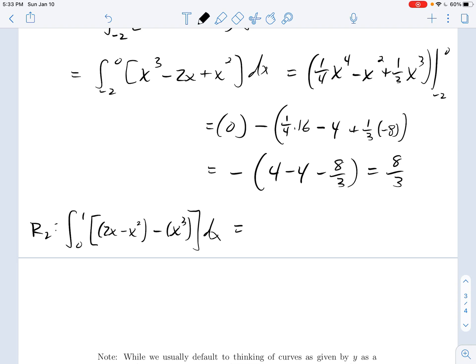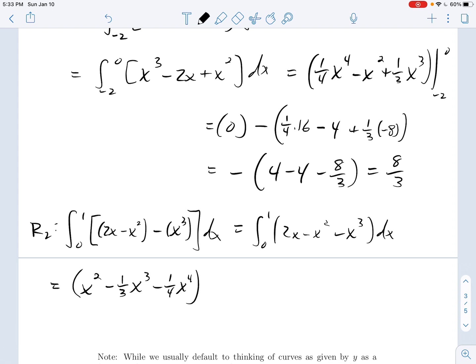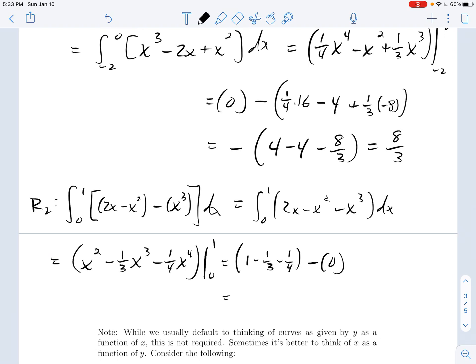So what do we have here? We have 2x minus x squared minus x cubed. My antiderivative is x squared minus 1/3 x cubed minus 1/4 x to the 4th from 0 to 1. If I plug in 1, that's 1 minus 1/3 minus 1/4. If I plug in 0, that's 0. So this is 12 twelfths minus 4 twelfths minus 3 twelfths, which is 5 twelfths.